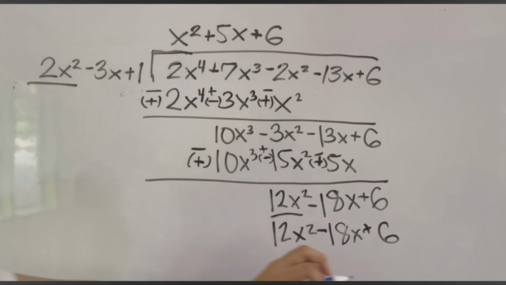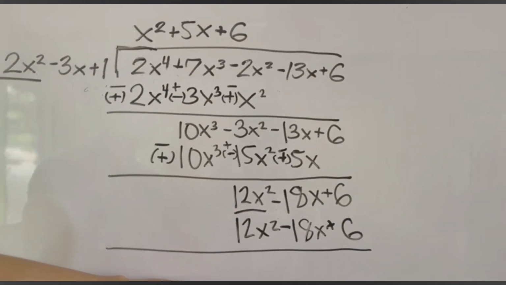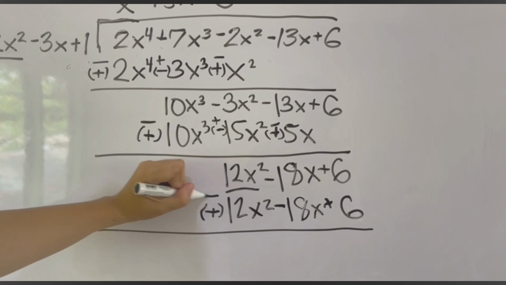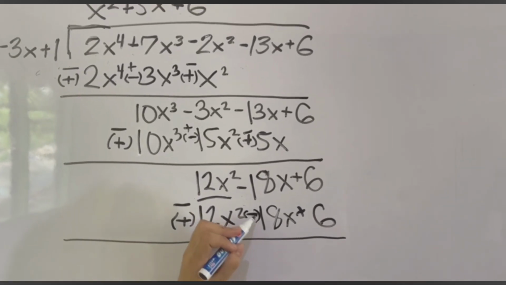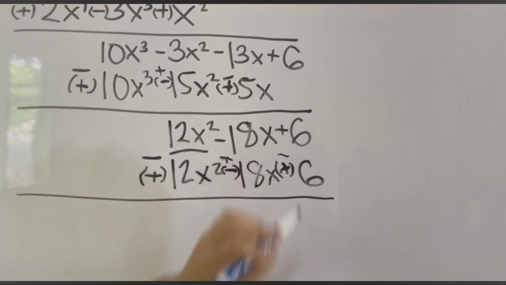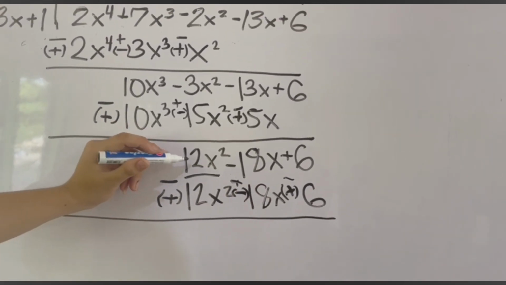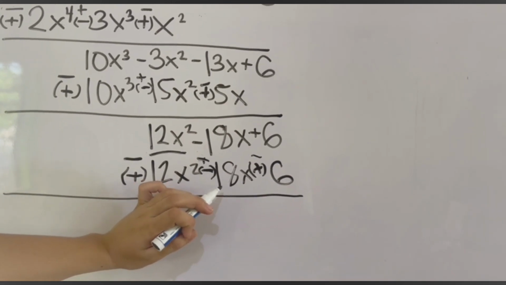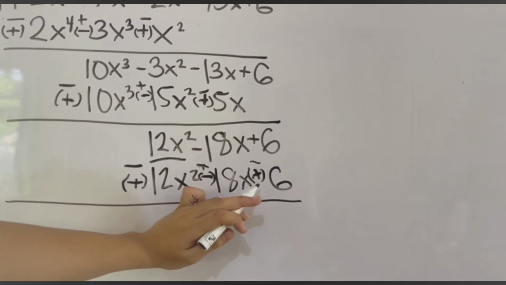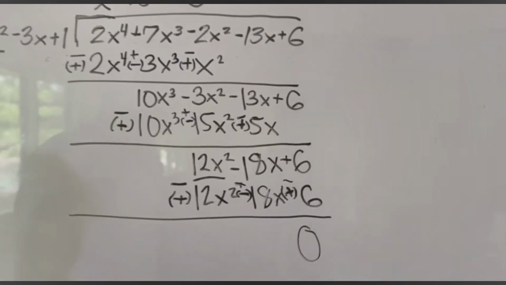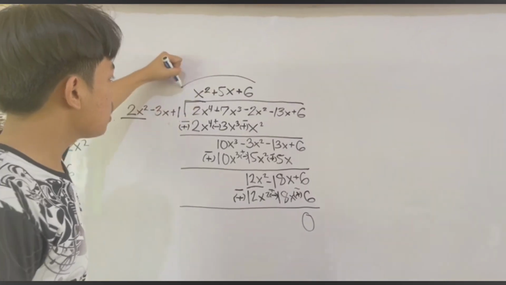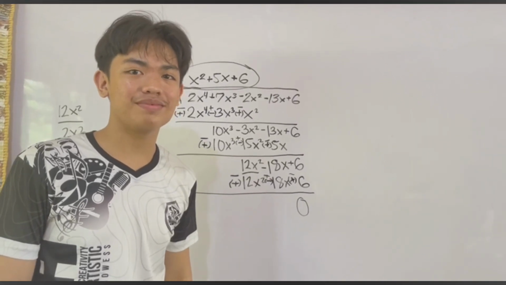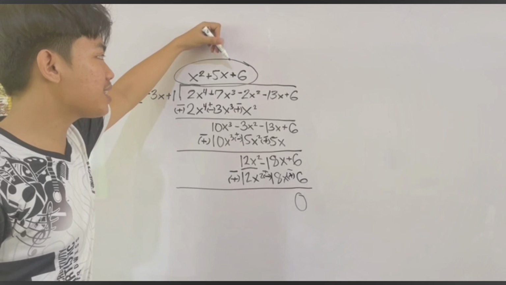Now that we have the answer, we subtract it again and change the signs. Positive 12x squared becomes negative, negative 18x becomes positive, and positive 6 becomes negative. So 12x squared minus 12x squared is 0. Negative 18x plus 18x is 0. 6 minus 6 is 0. Now we have our answer, and this is how many apples we can buy with our money in Christine's store: x squared plus 5x plus 6.